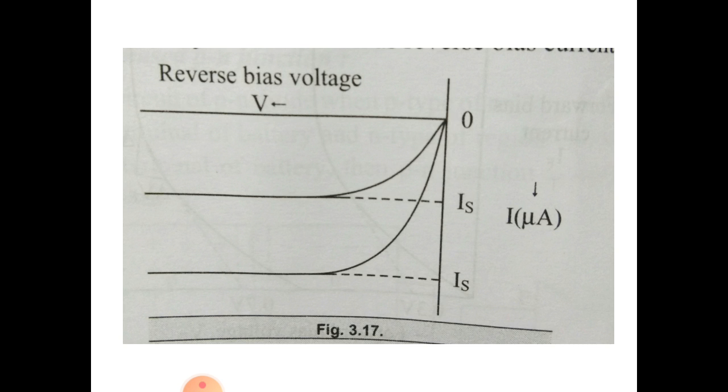This is a characteristics graph between the reverse bias voltage and the reverse bias current, also known as saturation current. We can see that in this figure the voltage and the reverse bias current are very small, hence they have negative values. This is the third quadrant of the graph. The voltage has a negative value and the current also has a negative value.